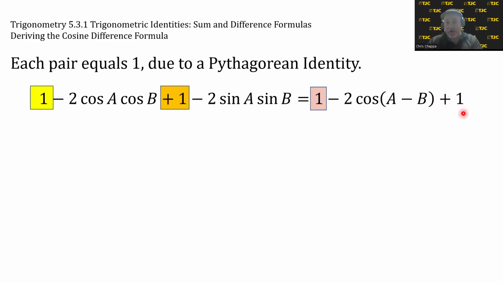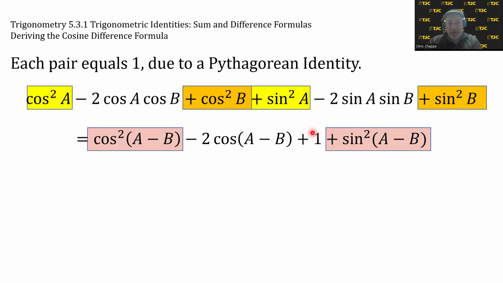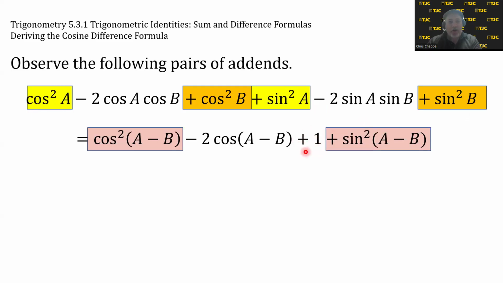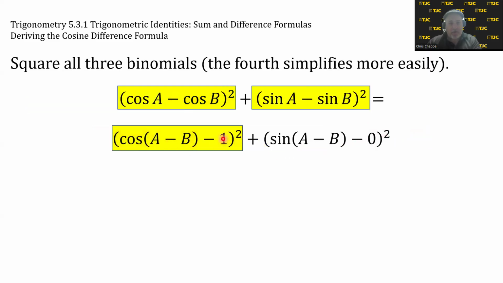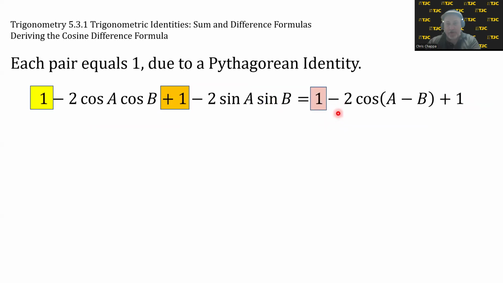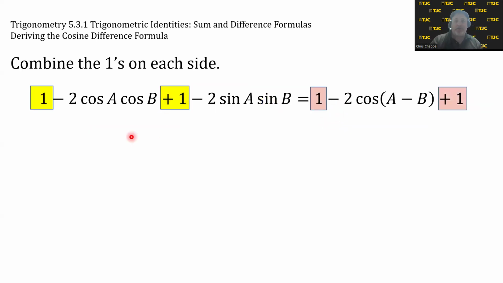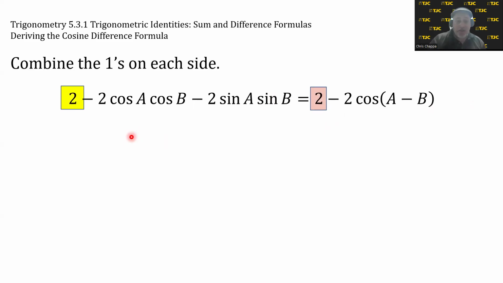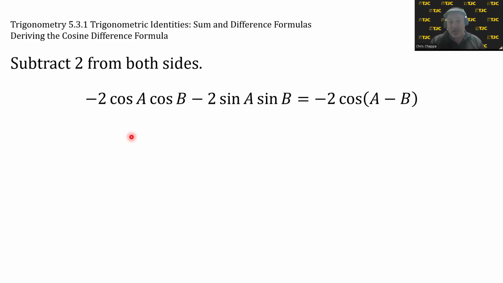Where did this one come from? That one came from right here. It was the result from squaring this binomial. That 1 squared became this 1, so we've got this stray 1 floating around. So we've got a pair of 1s on both sides, which we can combine to make a 2, and then subtract 2 from both sides to make them both vanish. So all the 1s eventually disappeared.